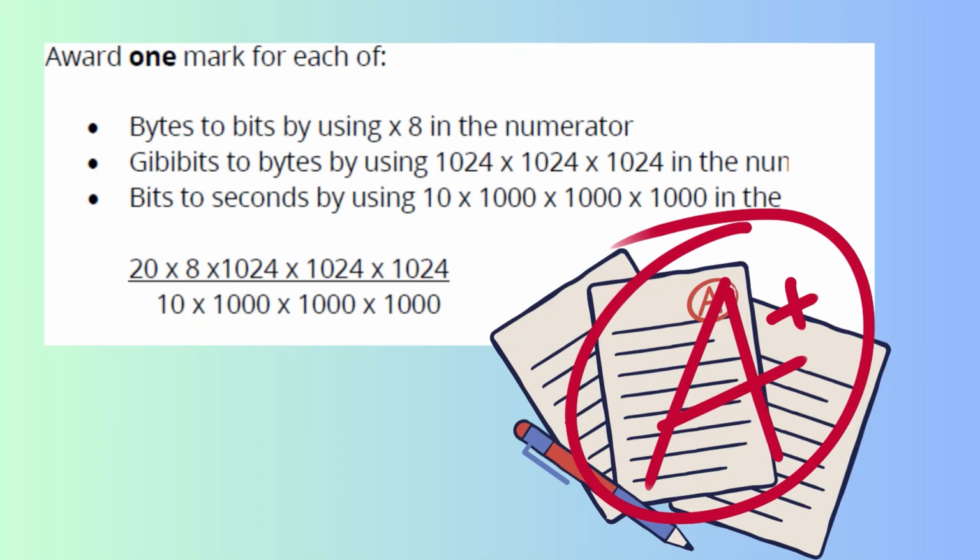Remember, we multiplied 20 by 8 to convert bytes into bits, and then 1024 three times. That's how the file size came on top, and below we used the speed, 10 gigabits multiplied by 1000 three times, and then we have the construct. When we solve this, we get the time in seconds.